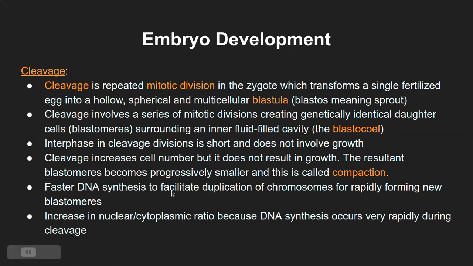Faster DNA synthesis happens to facilitate the duplication of the chromosomes. During the interphase, the synthesis phase, the second phase of the interphase after the growth one phase, is the faster DNA synthesis phase, where all the genetic material gets replicated, and that also is speeded up, so that the rapidly forming new blastomeres are formed quickly and do not take a long time. So that is why the S phase, the DNA synthesis, happens super fast.